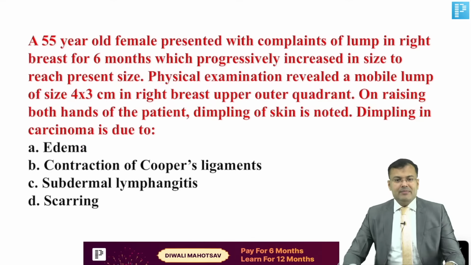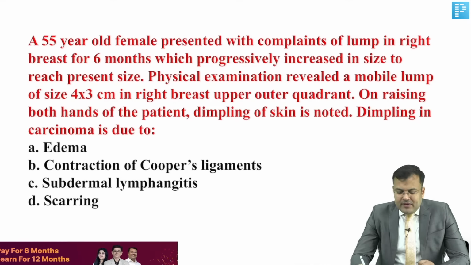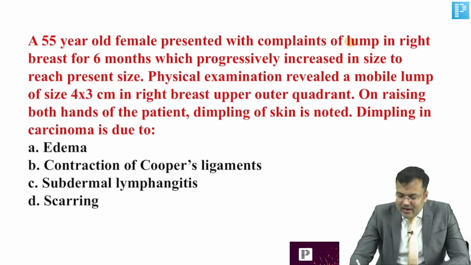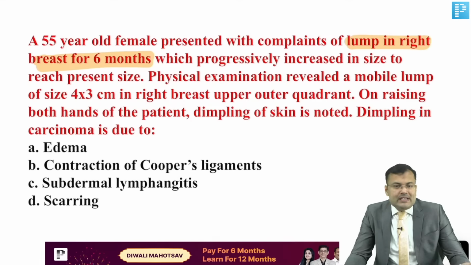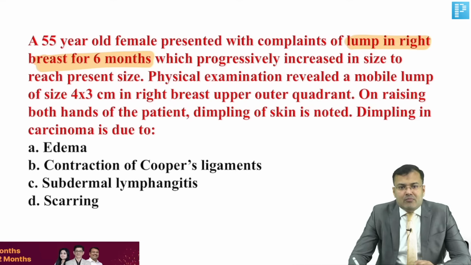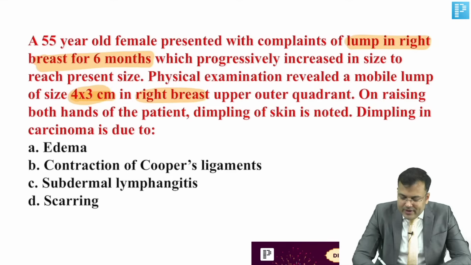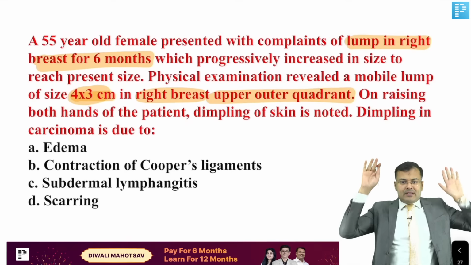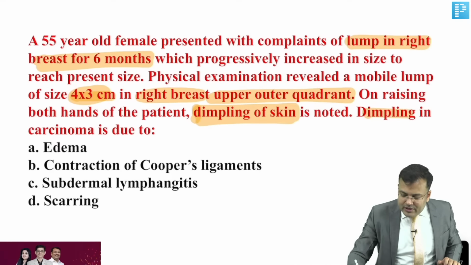Very, very easy. Let me see who is the genius over here. Though it's a very easy question. A 55 years old female presented with complaints of lump in the right breast for the last 6 months, which progressively increased in size to reach present size. Physical examination revealed a mobile lump of 4 into 3 cm in right breast, in the upper outer quadrant. On raising both hands of patient, what happens? Dimpling. So, what is noticed? Dimpling. Can you tell me?